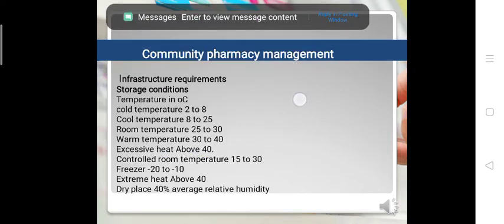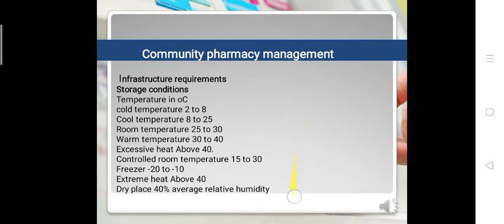Then these are all the storage conditions. You need different temperatures like 2 to 8 degrees, 8 to 25, room temperature, warm, excess heat above 40, then 15 to 30. Generally 40 is not there, okay. 15 to 30 controlled room temperature, freezer, extreme heat above 40, and a dry place having 40% average relative humidity. So you have various products which are having any of these storage conditions.